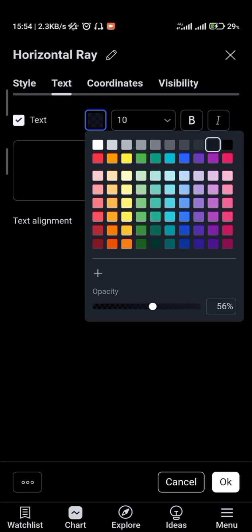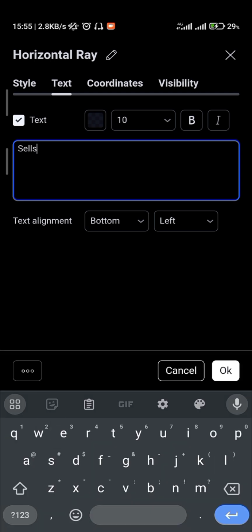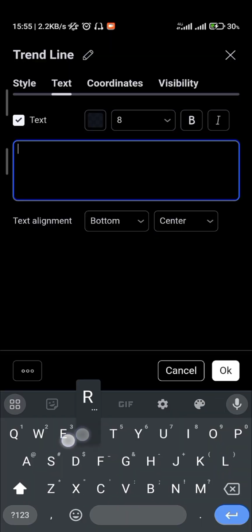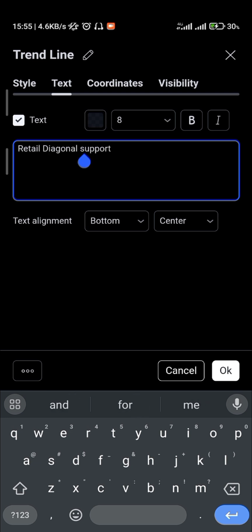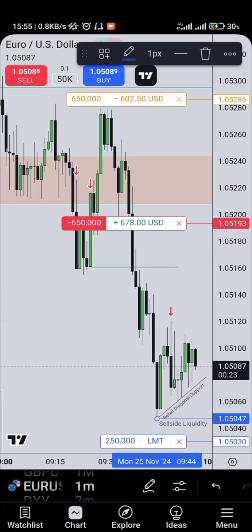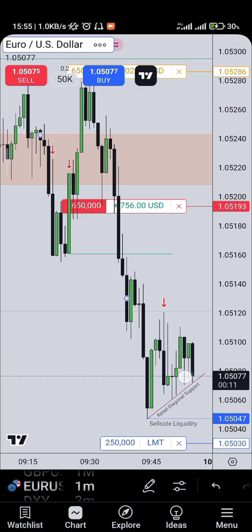1.0547. That's a sell side liquidity. I'll notate it real quick. Sell side liquidity. That is it. This is the diagonal retail support I just told you about. Now I want to see price eat into that. You can see the price level of that sell side liquidity at 1.05047. Price will want to eat into that.